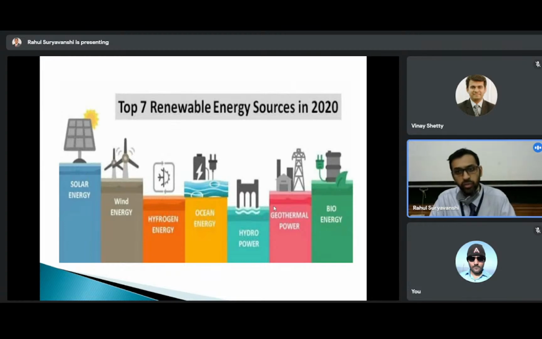So the first 4 units of the entire subject will be concentrating towards various types of renewable energy. That is mainly focusing on solar, wind, then geothermal. Then we have biogas. Then we have different other types of renewable energy sources, how they are utilized, all those things we will be studying.